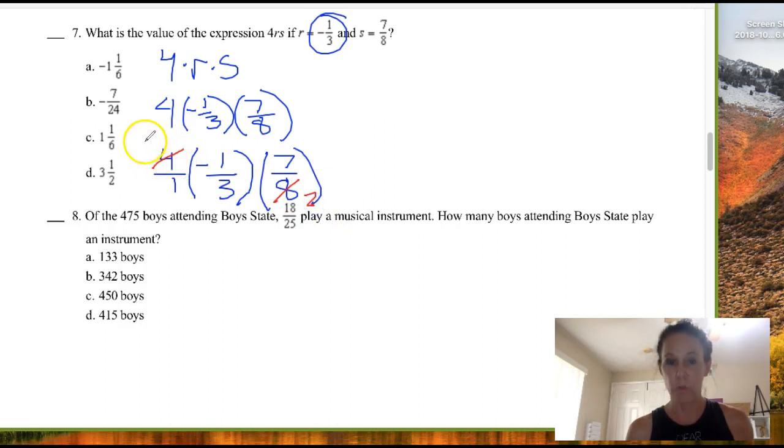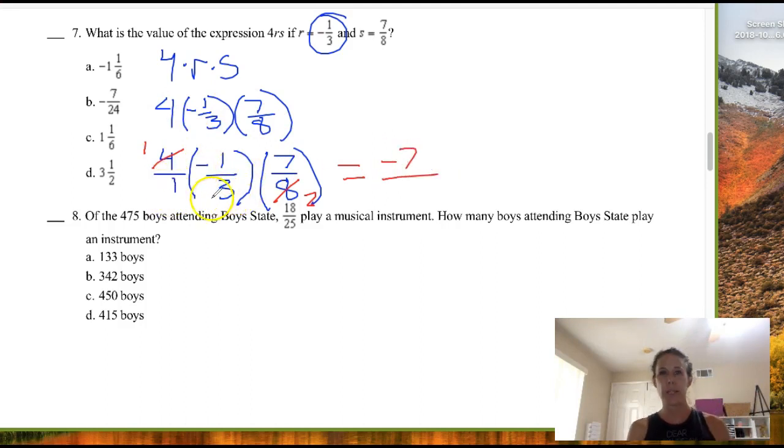4 divides into 4 and leaves me with 1. 3 and 7 don't cancel. Nothing else cancels. So I'm going to multiply straight across the top. I'm going to go 1 times -1, that's -1. And then -1 times 7 would be -7. Then 1 times 3, that's just 3. And then 3 times 2 gives me 6.